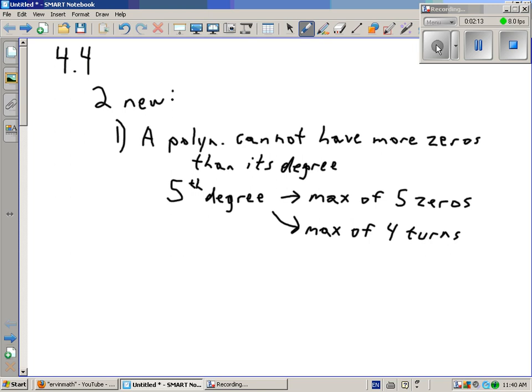Okay, so a fifth degree polynomial that would be completely maxed out on its number of zeros and of turning points might look something like this. Here's 1 zero, here's another zero, there's another, there's another, there's another. So you've got 1, 2, 3, 4, 5 zeros, and 1, 2, 3, 4 turning points. So that would be a fifth order that would be completely maxed out. So that's one of our rules.